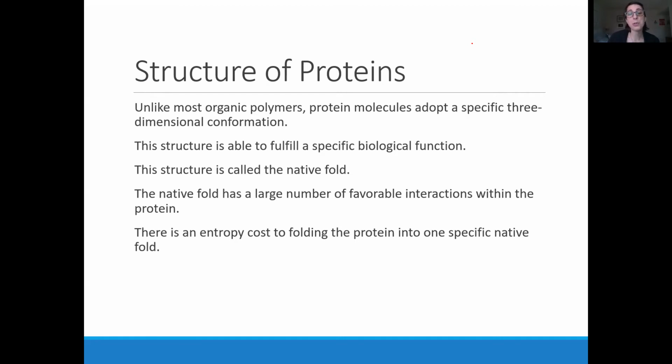Now, there is an entropy cost to folding a protein into its specific native fold because, as you remember, we have higher entropy when we go towards disorder. So when you fold something, you're ordering it, you're making it more structured, more ordered. And so it's going to cost us entropy.